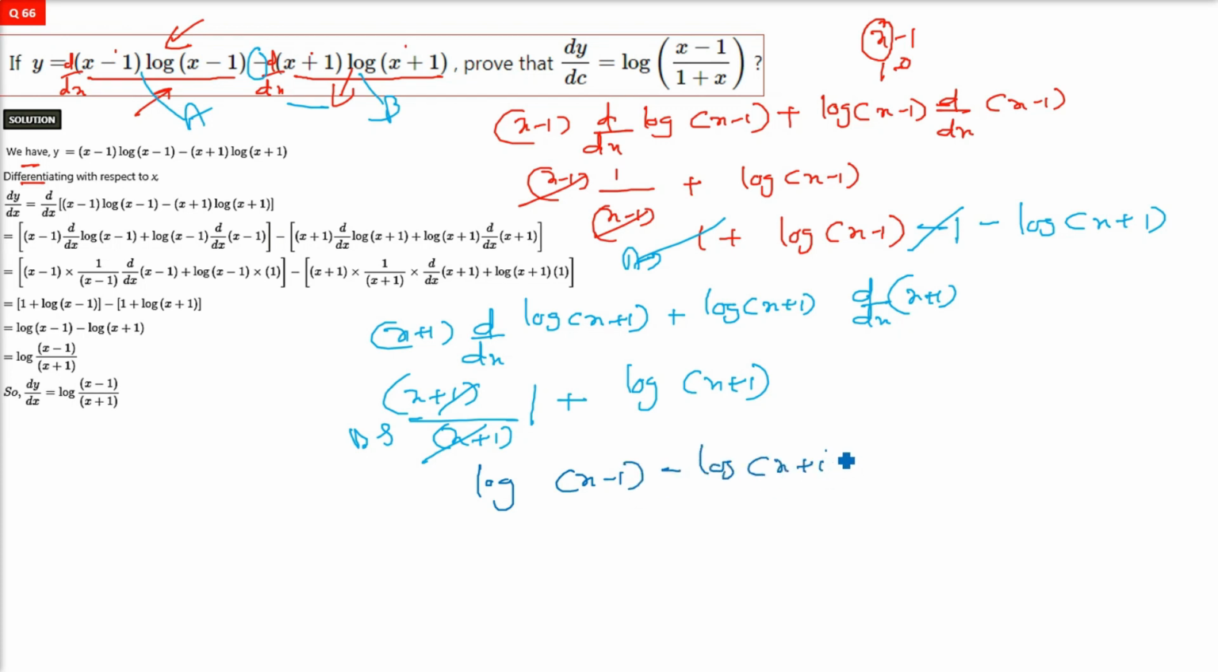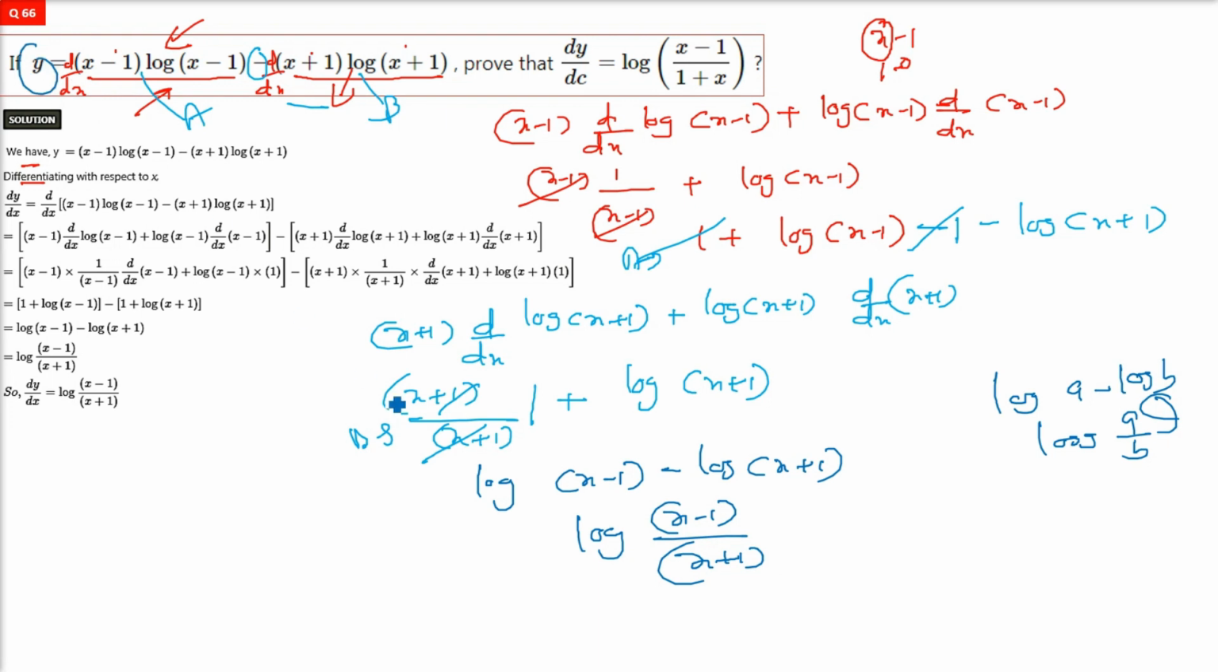This is log A minus log B. So when we have log A minus log B, it will be log A by B. So it will be log of (x minus 1) by (x plus 1), and this is equal to dy by dx. Alright? And that is what we have to prove.